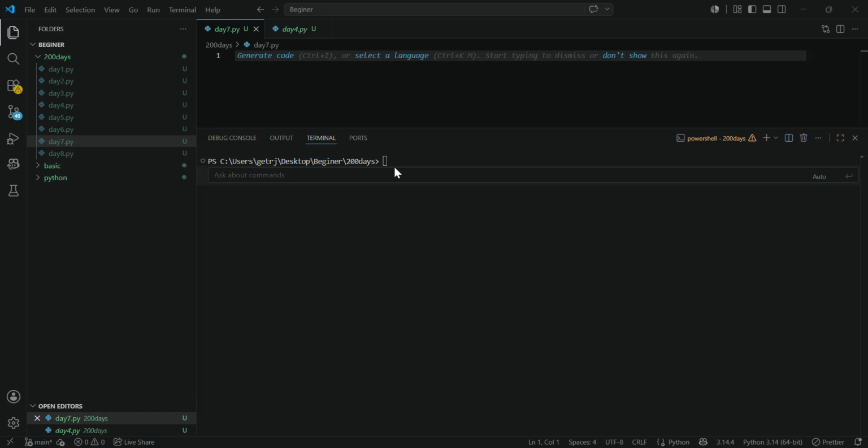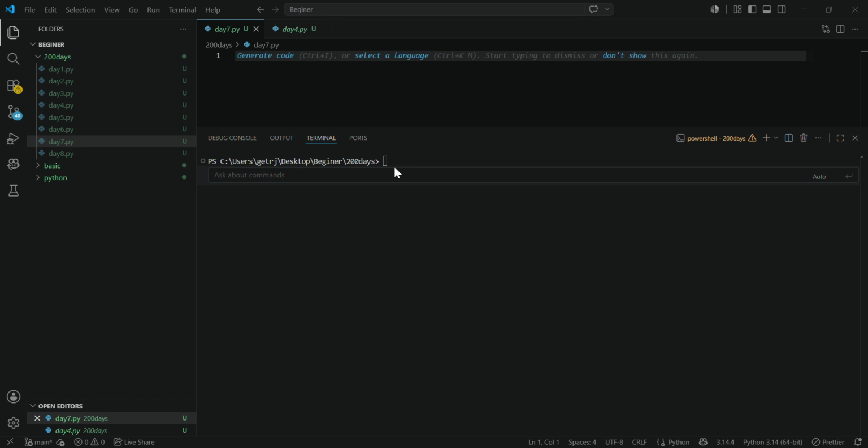Challenge. Today we are going to learn about Python operators. First of all, what are operators? Operators are special symbols in Python that are used to perform operations on values and variables. For example, if we want to add two numbers, subtract them, multiply them, or compare them, we use operators. Python provides different types of operators.